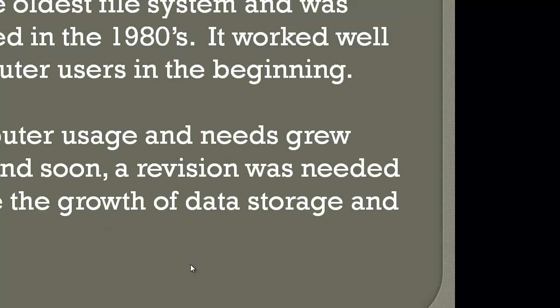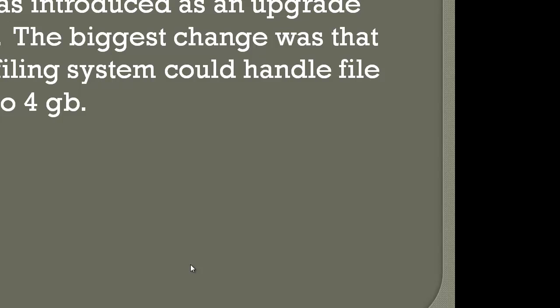FAT is the oldest file system. It stands for File Allocation Tables, and it was introduced in the 1980s. It worked well for computer users in the beginning, but computer usage and needs grew quickly, and soon a revision was needed to handle the growth of data storage and retrieval. FAT32 was introduced as an upgrade from FAT. The biggest change was that now the filing system could handle file sizes up to 4 GB.